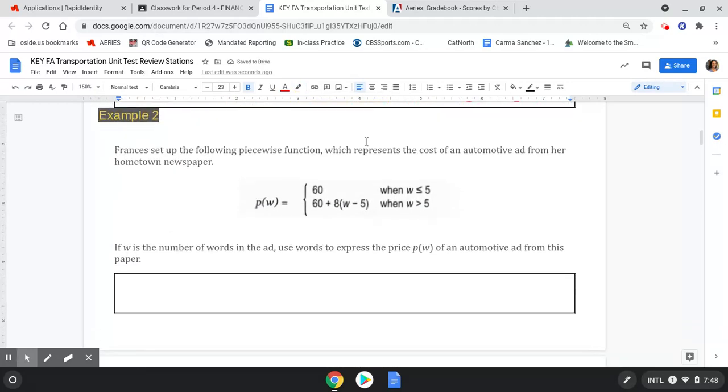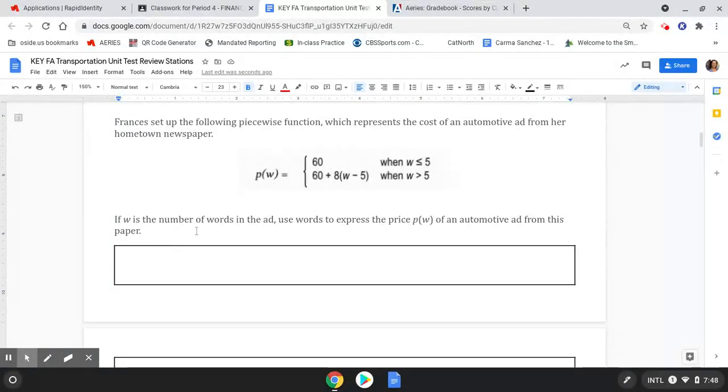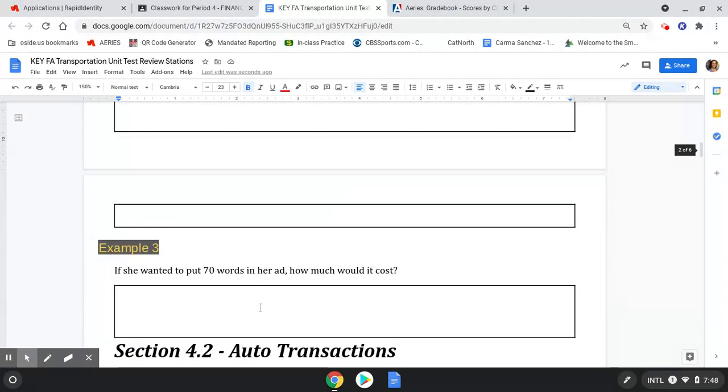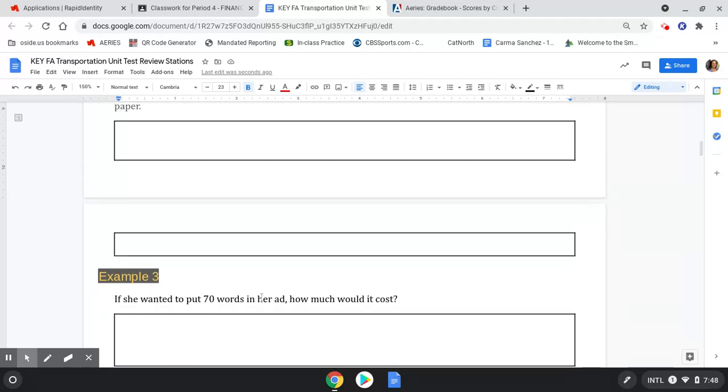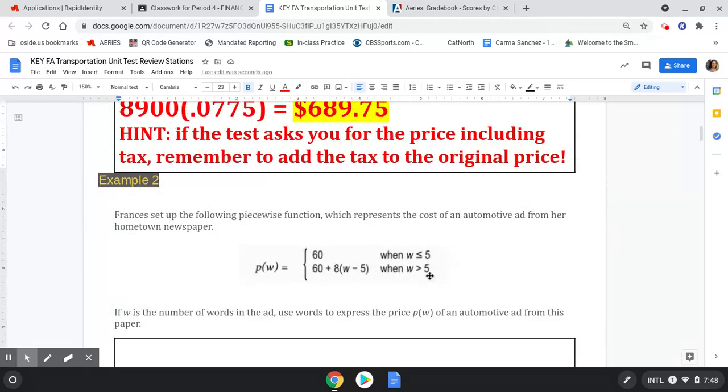All right, next one is a piecewise function. First, we're using this piecewise function. They want you to express the price P of W in words. So we're just going to write out what this piecewise means. And then down here, we're going to plug a 70 into it. 70 falls within the greater than 5 category, so we're going to use the bottom function.